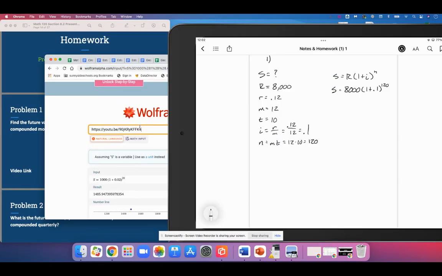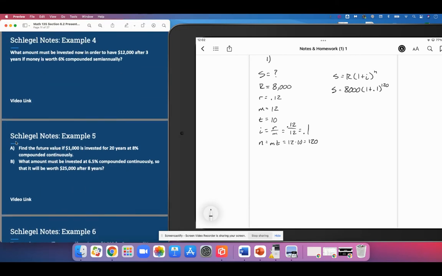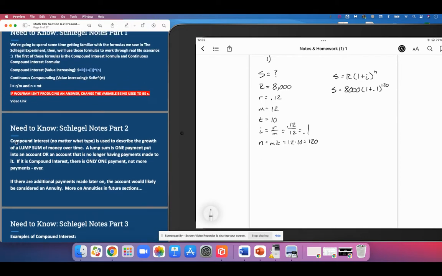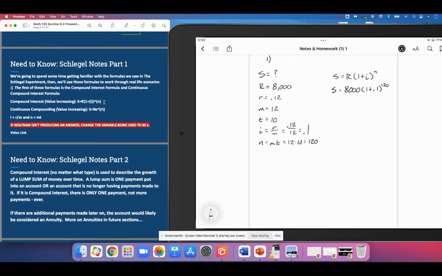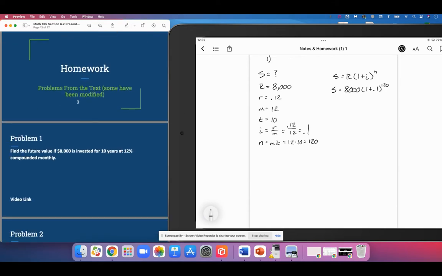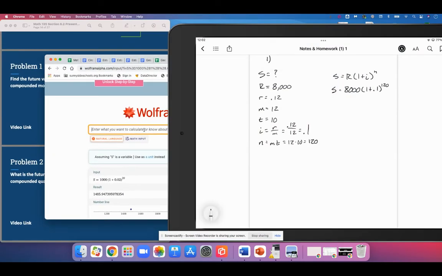And I just posted a video, put a link to the video of example 6 accidentally. Oh well, got to come up and get my formula. So with my formula in hand, there we go. So S, we don't know, R is 8,000. I is 0.1. And N is 120.